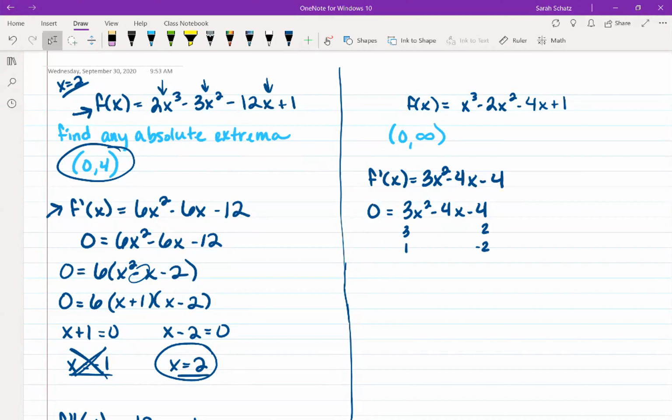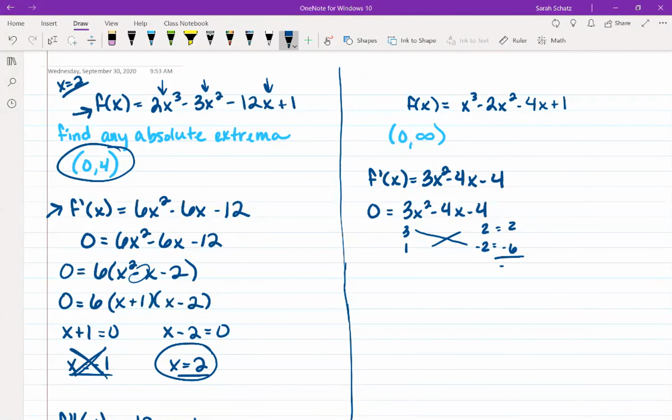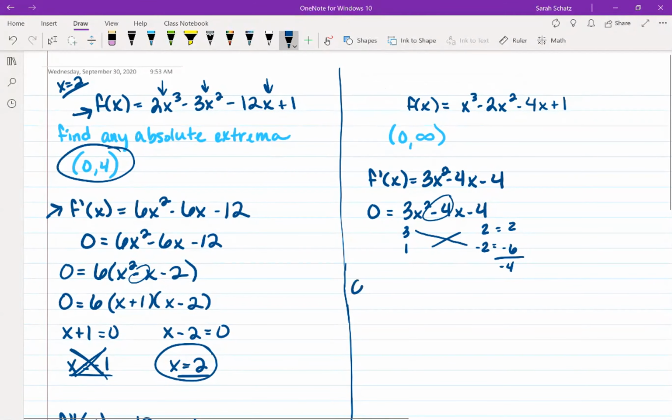Remember, you can factor this however you want. But remember what I do. I do factors of the first, factors of the second, or what I think would be the answer, and then I check them on the cross. So this would be negative 6, and that would be a positive 2. What do we get? We get the negative 4 I'm looking for. So factoring this becomes 3x plus 2 and x minus 2.